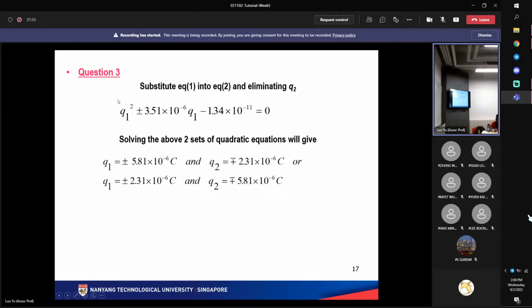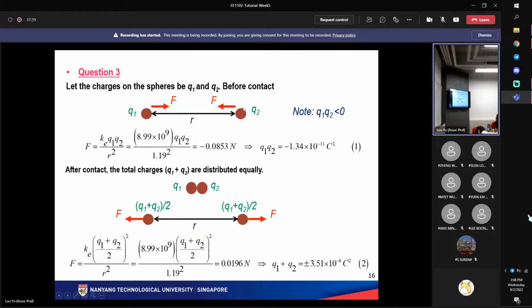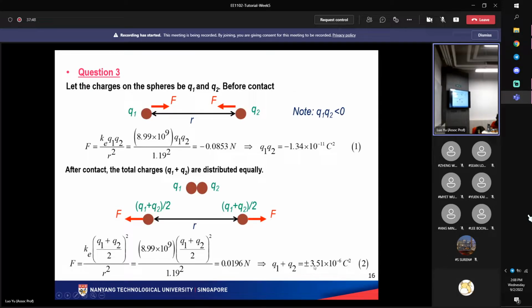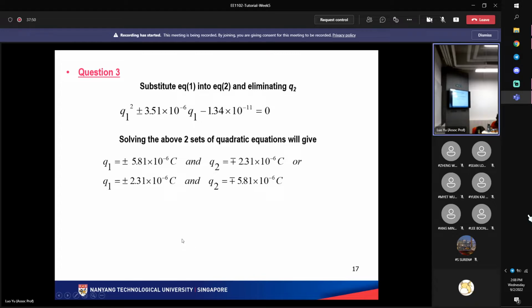For example, for Q1, when you replace Q2 by Q1 in equation 1 here, you get a quadratic equation. The plus and minus sign are due to the total charge having two possible values, so both plus and minus give us 2 possible values for Q1. So Q1 has 4 possible values, and the same for Q2. This is how you should write your answer. Any question?